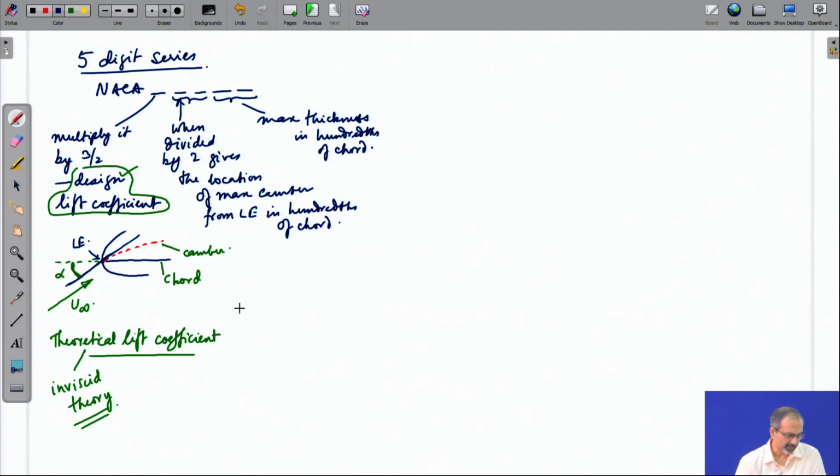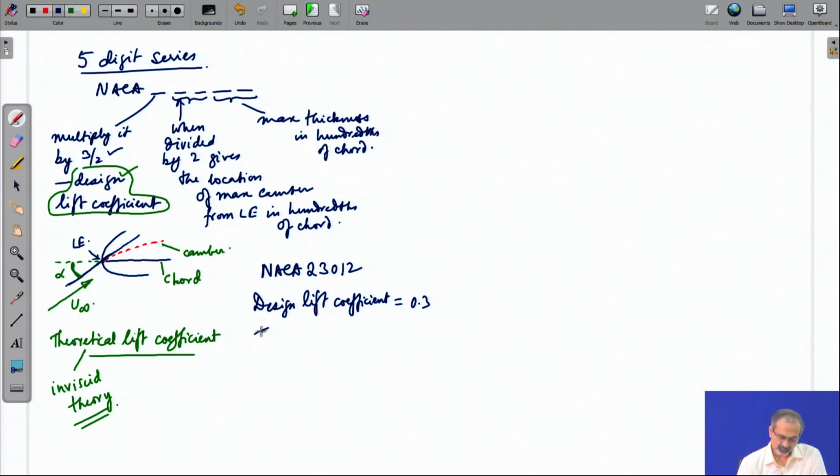So, if you pick an example, say NACA 23012, then what do you get out of it? You get a design lift coefficient equal to 0.3 by following this step.